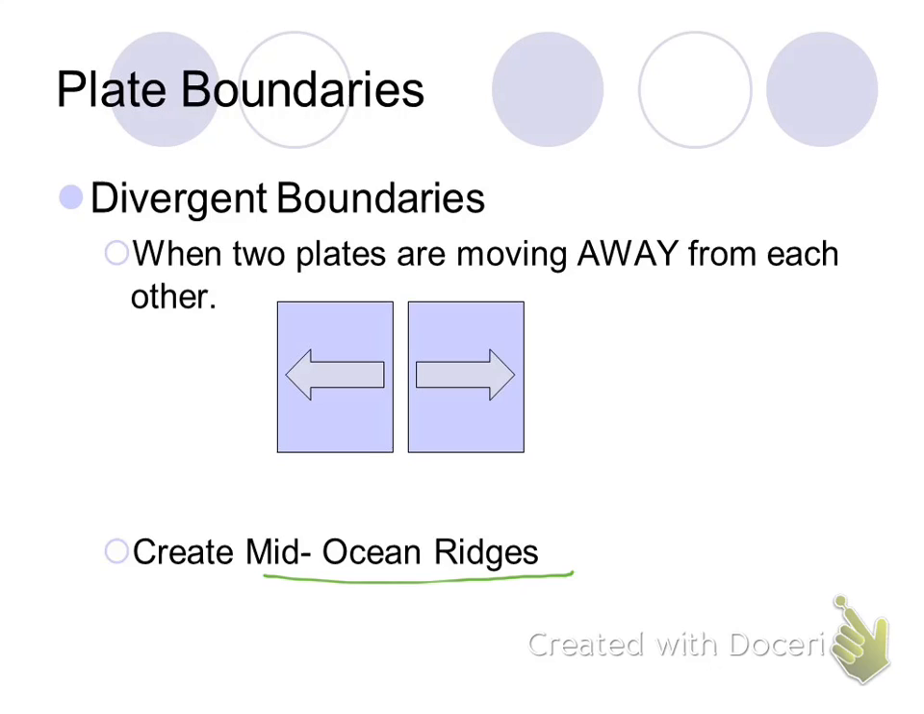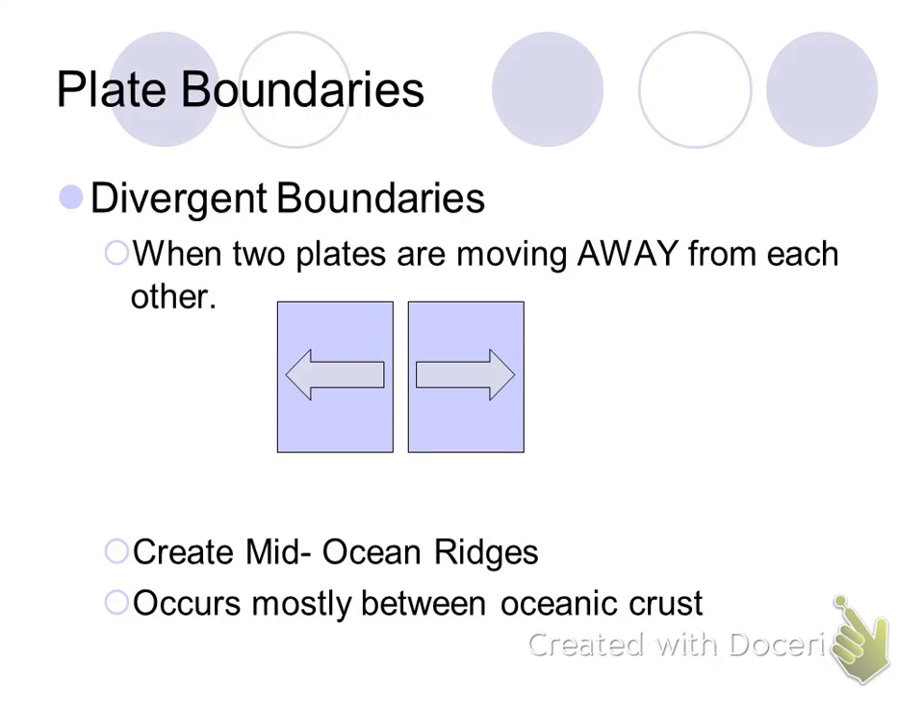All right, so it's creating a mid-ocean ridge. And so typically, because it happens on the seafloor, your notes say it occurs between, you're going to write oceanic and oceanic crust. So it's worded just slightly different than my notes up there. Okay, so it occurs between oceanic and oceanic crust.